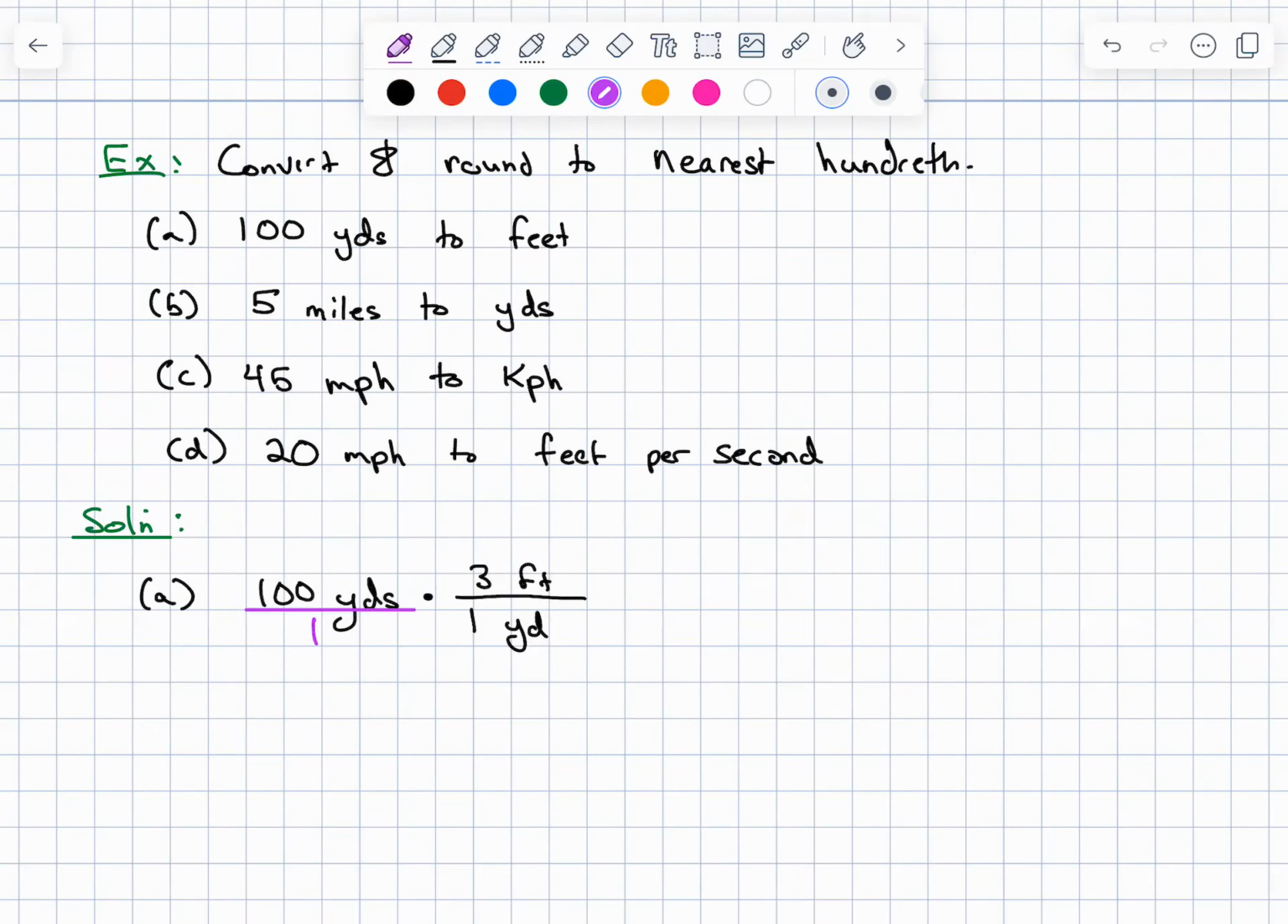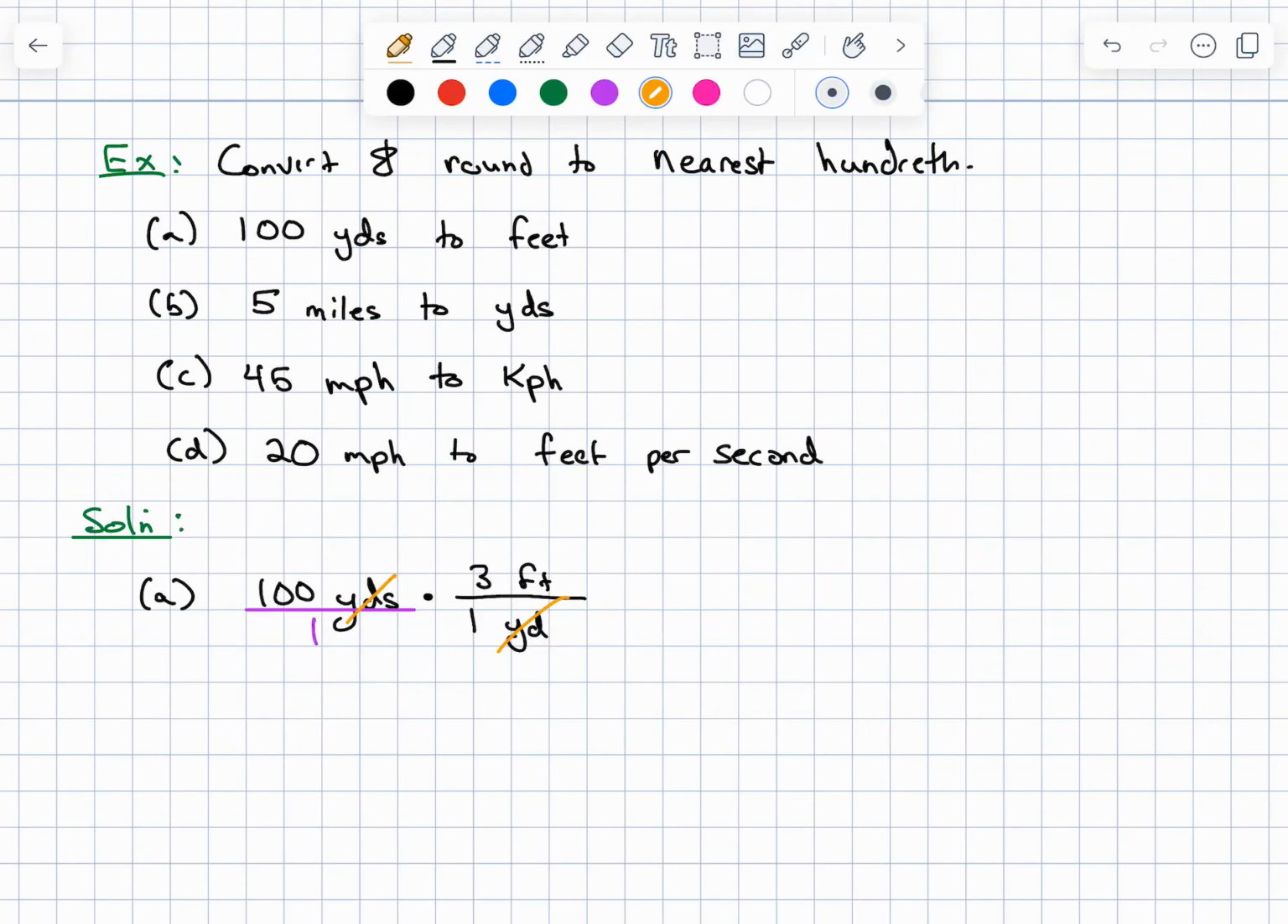And the reason I've done this is that now there's a yards in the numerator and there's a yards in the denominator. So the yard units cancel. And so now all we have are feet, which is what we want. We want the answer to be in feet. So after each unit conversion, you want to stop and see if you have the desired unit. We do now, we just have feet, which is exactly what the question is asking for.